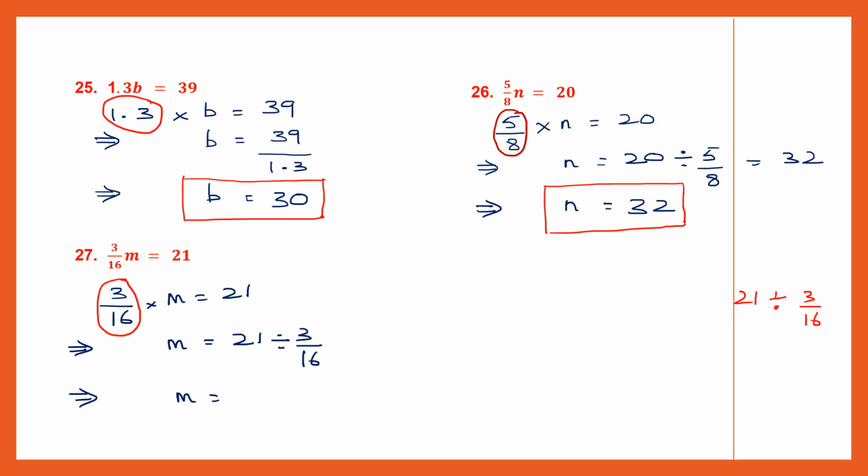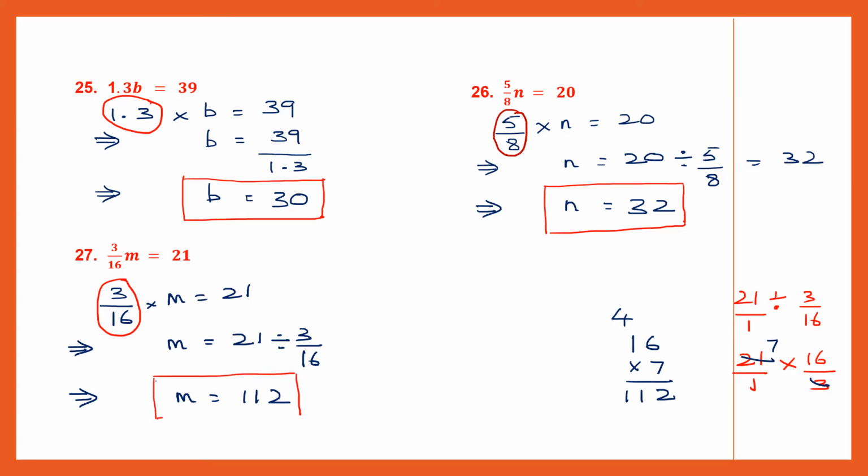So this will make it a fraction 21 by 1. Division changes to multiplication. 3 by 16 becomes 16 by 3. Now let's cancel. 3 sevens are 21. We have to multiply 16 into 7. So let's multiply 16 into 7. 7 sixes are 42, carry 4. 7 ones are 7 plus 4 is 11. So we have got 112. So the value of m here in this question is 112.